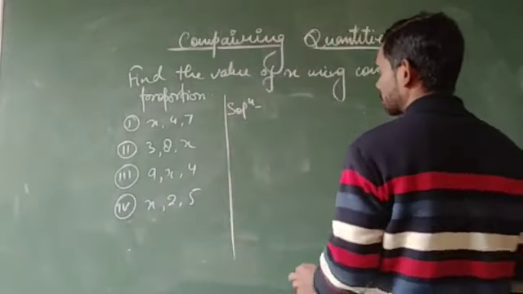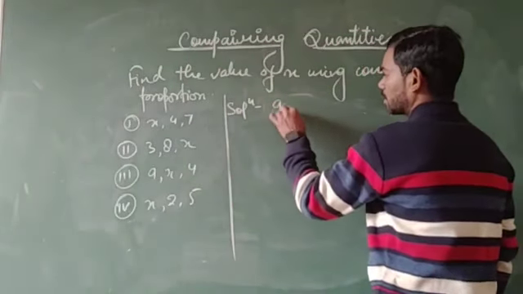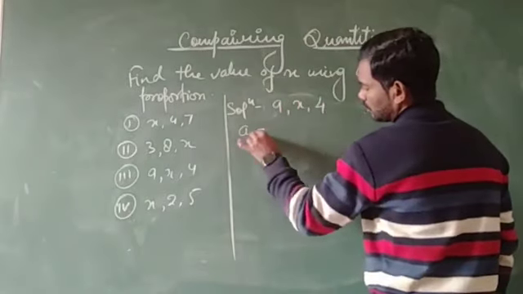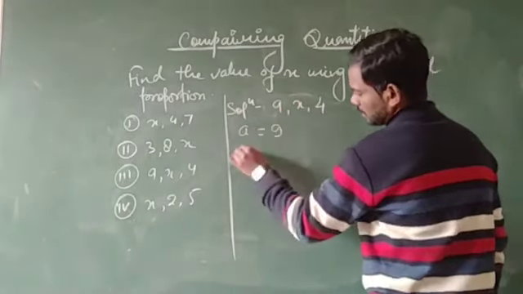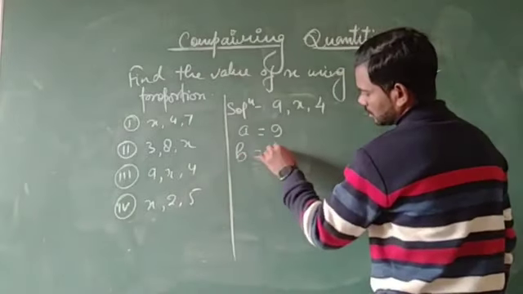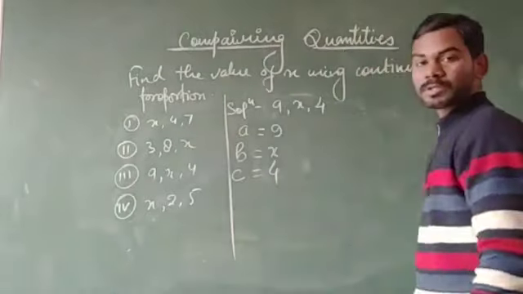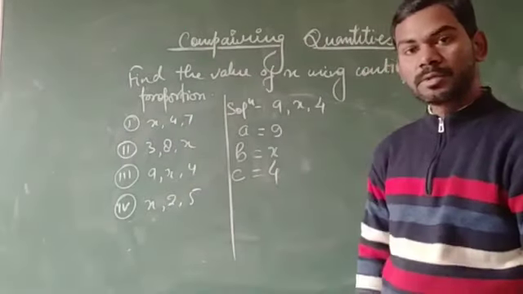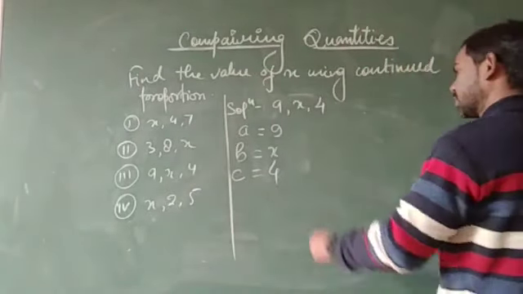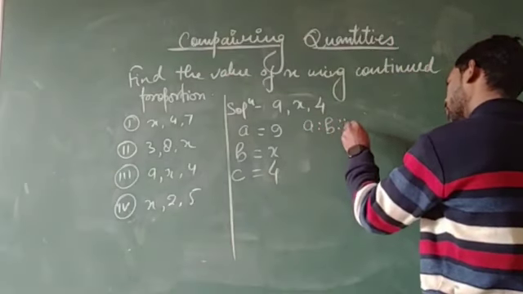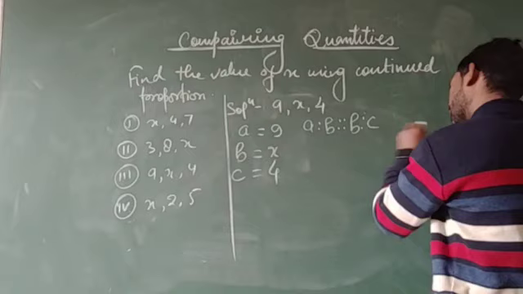The third question is given here: 9, x and 4. Here the value of a is 9, the value of b is x, and the value of c is 4. So these values are given. Now using the definition, a is to b proportional to b is to c.